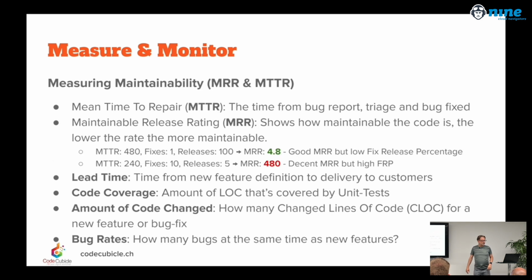Second thing you can do is measure the maintainability. Very important, like the lead time from the new feature definition to the delivery of a feature and the maintainability of your product. This is kind of super important. But it's also easy to measure. You just have to do it properly, reporting properly, and then see the trend, is it going up or down.